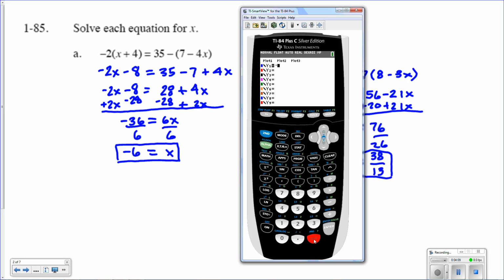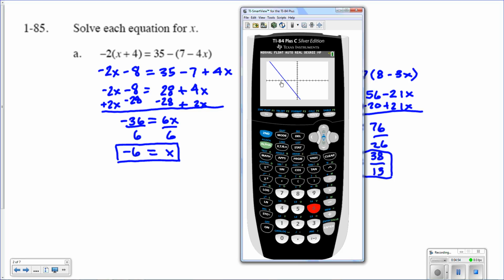So I'm going to say -2 times the quantity of x plus 4. And then on my other side, I'm going to say 35 minus the quantity of 7 minus 4x. And I'm going to go ahead and graph it there. Now, my window is still set up from another problem here, so I'm going to do a standard zoom just so I can see a little bit better.